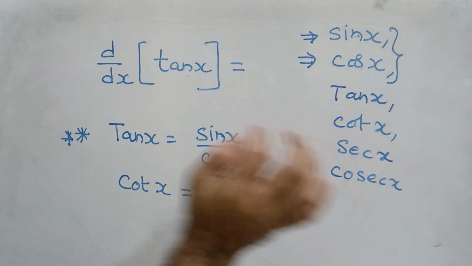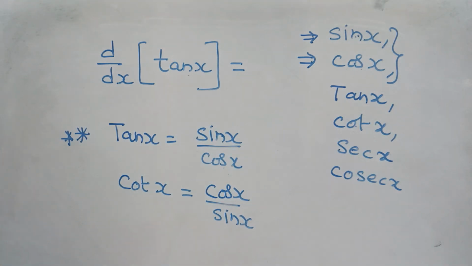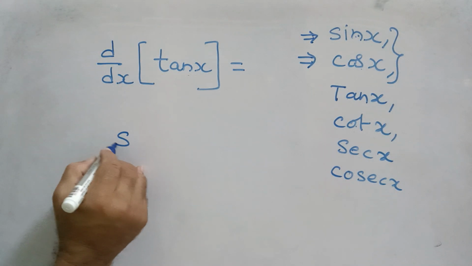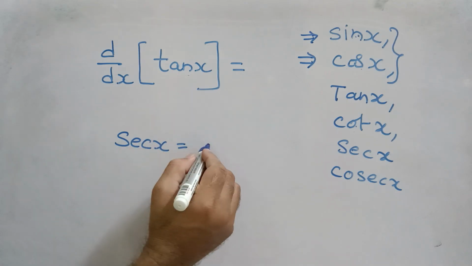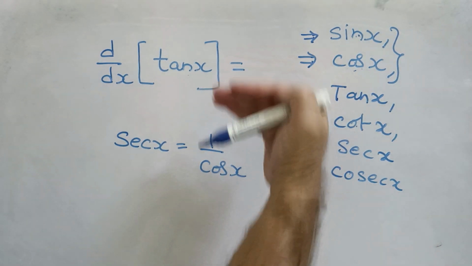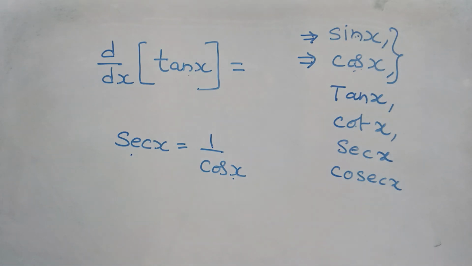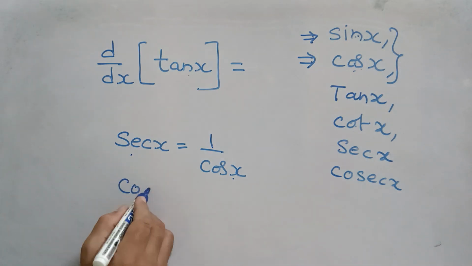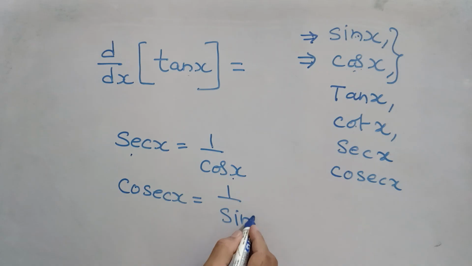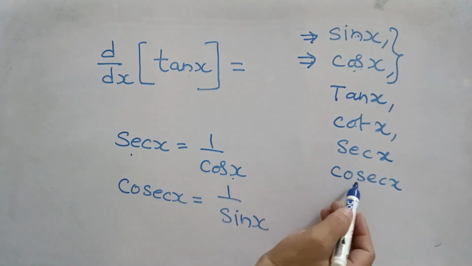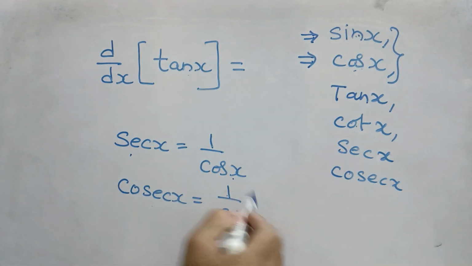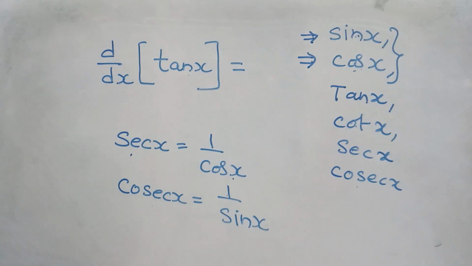Understood? And similarly, how will you get secant x and cosecant x? Secant x is 1 by cos x. If you take 1 by cos x, you get the secant value. And similarly, cosecant x is equal to 1 by sin x. I think you got all the definitions. Cosecant x is the last one. You know the sin x value; take 1 by sin x, then you will get cosecant x. See how easy it is?